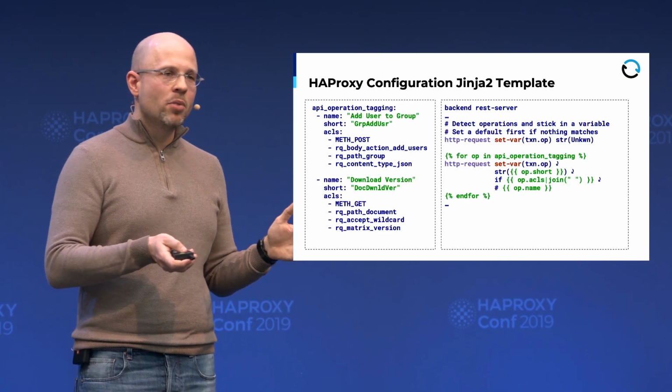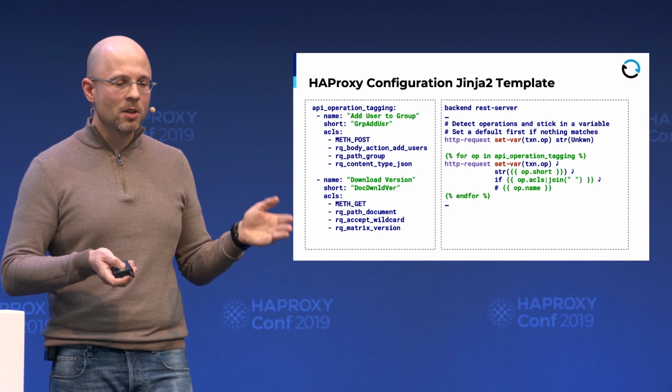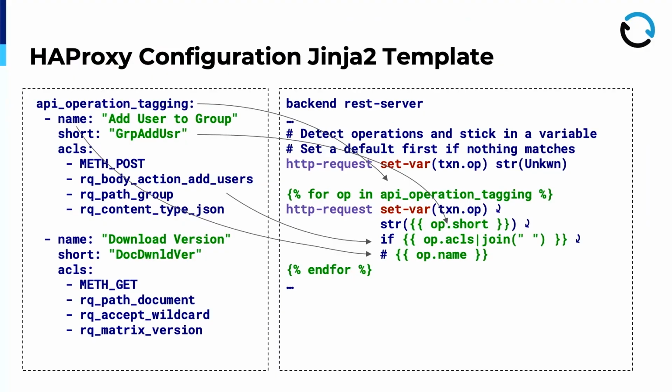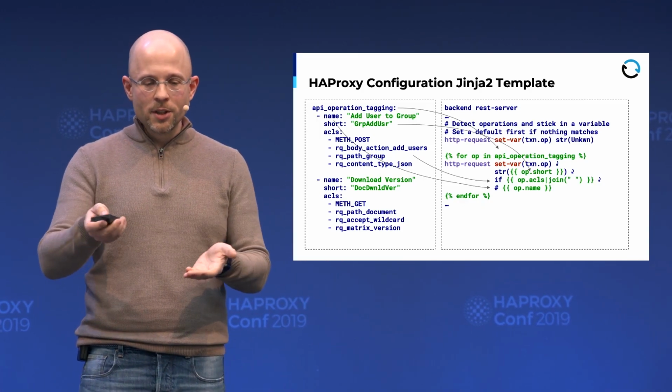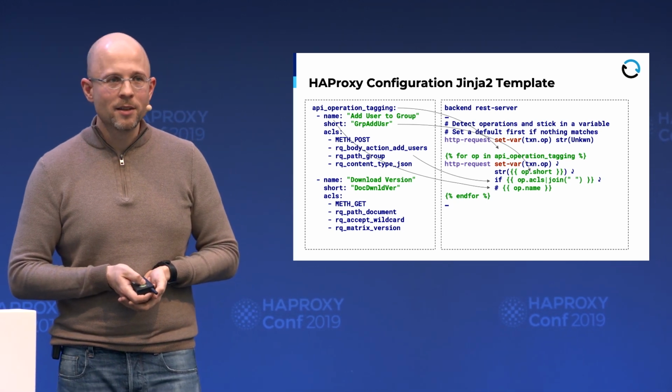And then comes the second part in the configuration file, a similar approach. We iterate over all these API operation tagging elements and fill in the blanks in http-request set-var instructions in the HAProxy config. The first one, we'll see a complete rendered example of that in the next slide, but you can see here too that all these parts are just filled into the appropriate places in the configuration file.